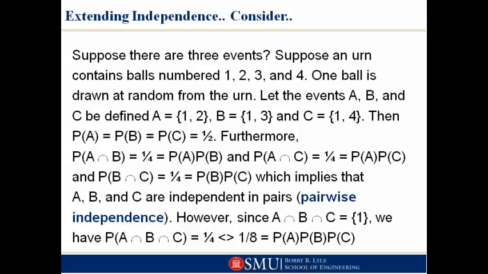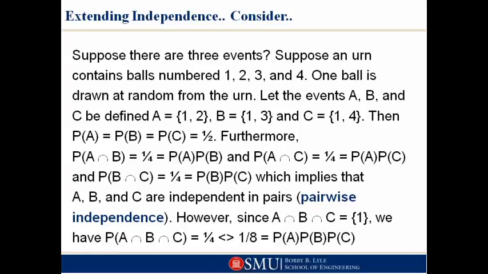Let events A, B, and C be defined as follows: event A is that you pull one ball out and the ball is either 1 or 2. Event B is that you draw a 1 or a 3. And event C is that you draw a 1 or a 4. Then the probability of A is equal to the probability of B is equal to the probability of C, all 1/2, right? Because there are 4 balls, and each of those 3 events has 2 possible outcomes mapping to it. So the probability of any of those events is 1/2.